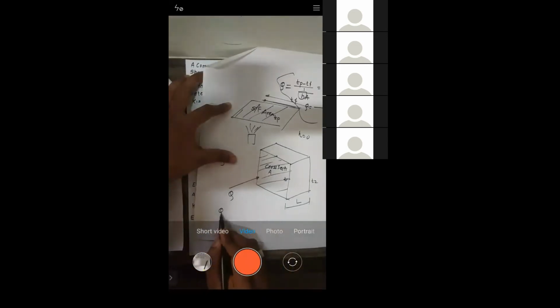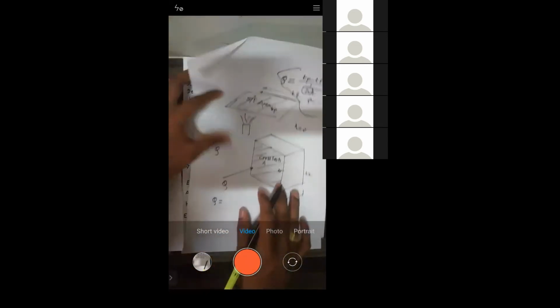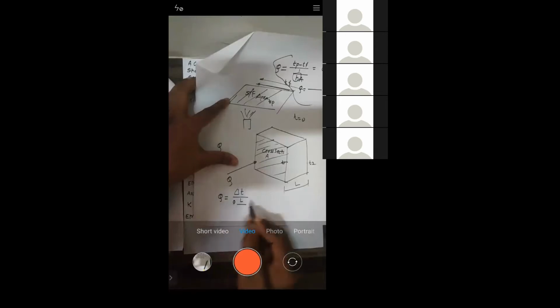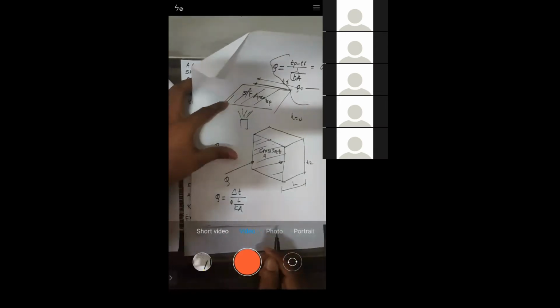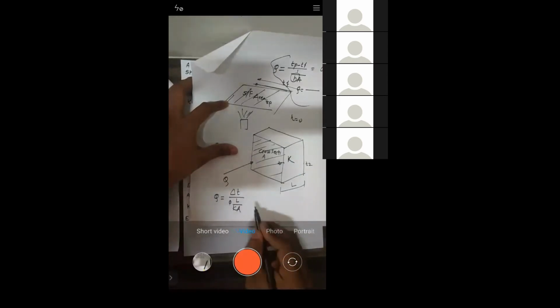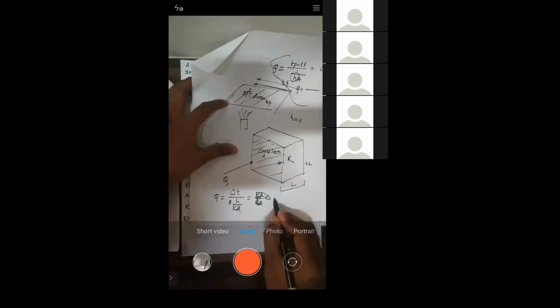So if I need to calculate the value of Q, how will I calculate? Q is equal to delta T divided by Rth, the thermal resistance. I will calculate Rth as L by K into A, where L is the length. Is it okay or not? Obviously this material will have some conductivity K. So Q is equal to Ka by L into delta T.